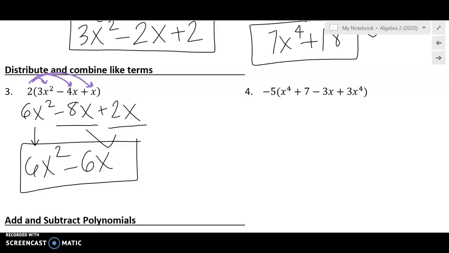Okay, my next one. I have that negative 5 in the front. I'm going to give it to every piece on the inside. So this is going to go to all 4 pieces where my purple arrow is at. Remember, when you distribute, you're multiplying.